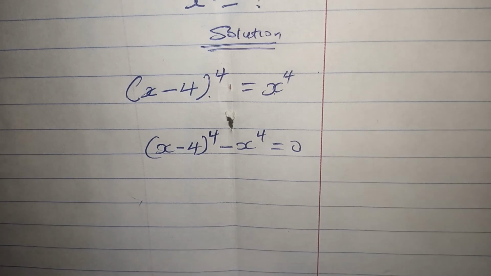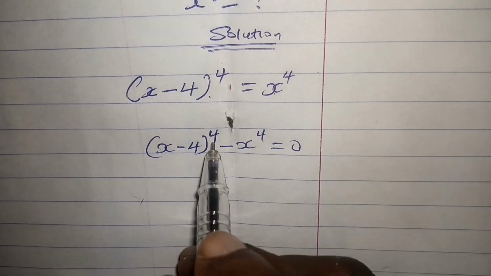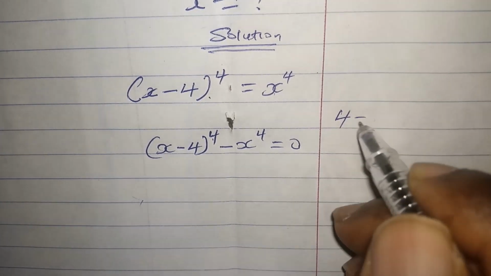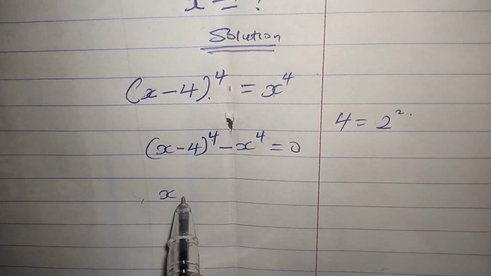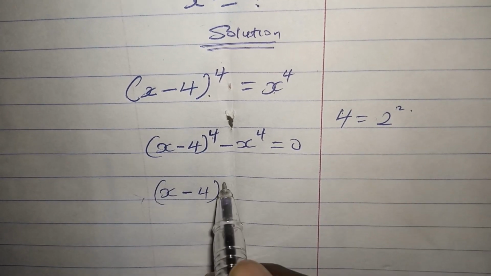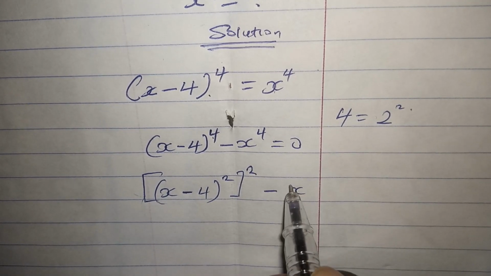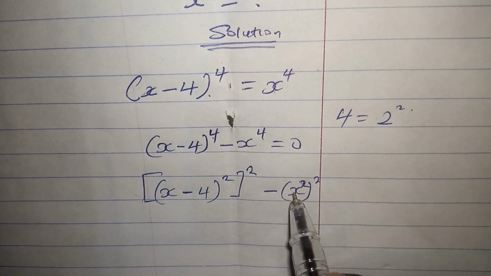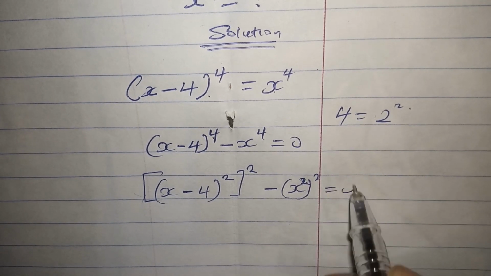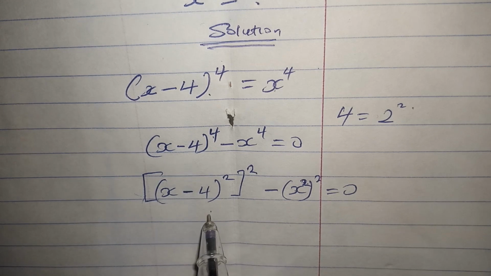Okay, so we've done this, the next thing we are going to do, we can see we are having 4, so note our 4 is also equal to 2 times 2. So at this point we write ((x minus 4) to the power of 2) to the power of 2 minus (x to the power of 2) to the power of 2 equals 0.